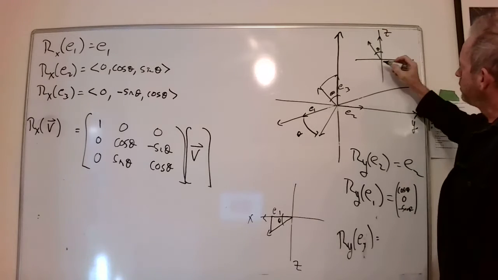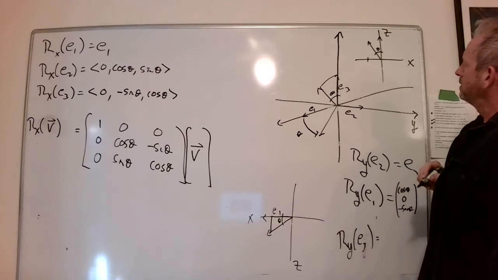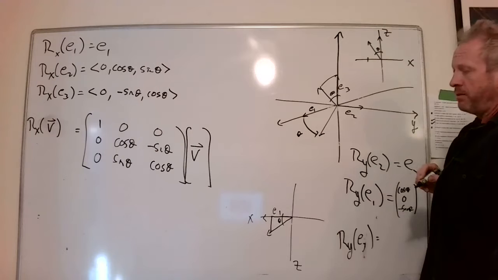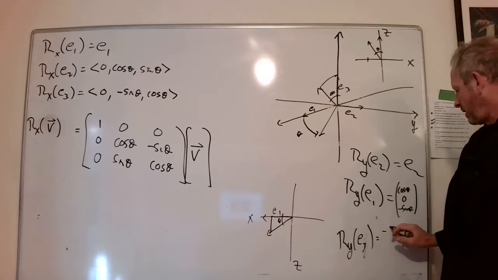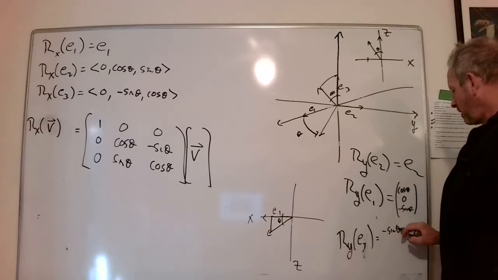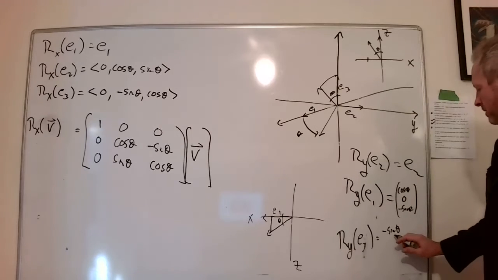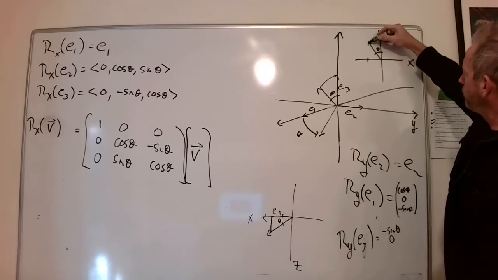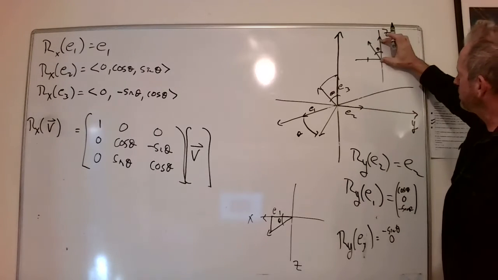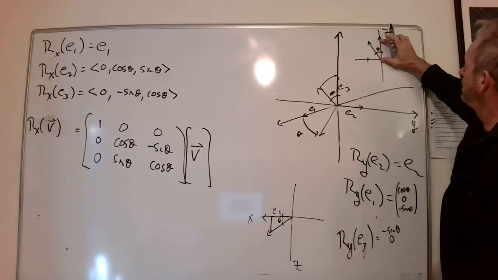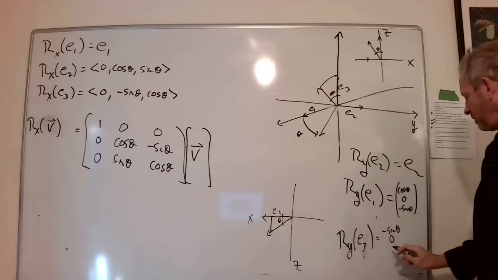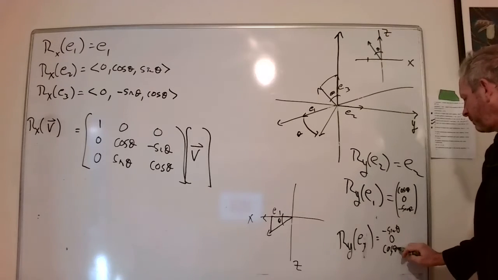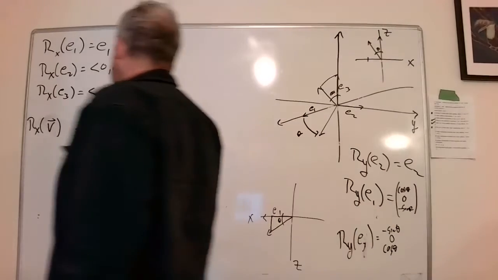And there's theta. So what's the new x vector? The new x vector is negative sine theta. The y vector stays the same, 0. And what's the new z vector? Well, z is this quantity right here, this magnitude right here. So that is cosine theta. Okay, so let me write this down over here.